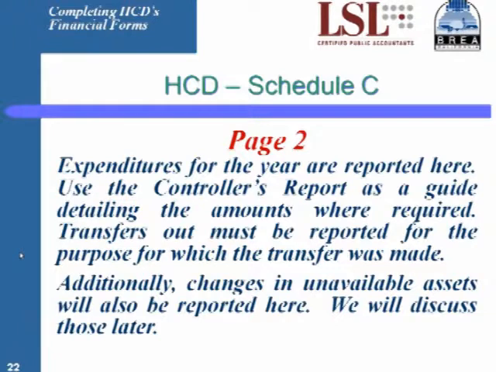Now, expenditures start on page 2 of the forms, and we use the controller's report as a guide. We detail the amounts on there, putting them into the proper classifications, if need be, breaking them down. We break down the transfers out, so those are reported for the purpose for which they were made. Any other changes in our available assets will have to be detailed there. We're going to show you how that's done to get from, in effect, a total fund equity basis to this available fund equity approach.